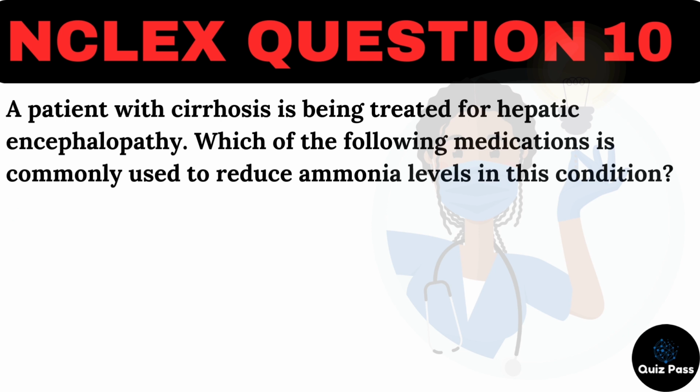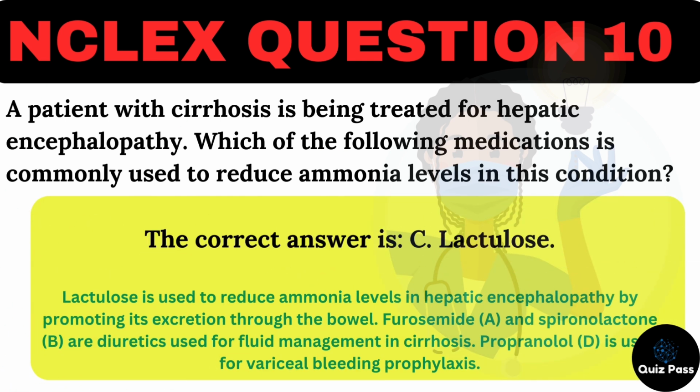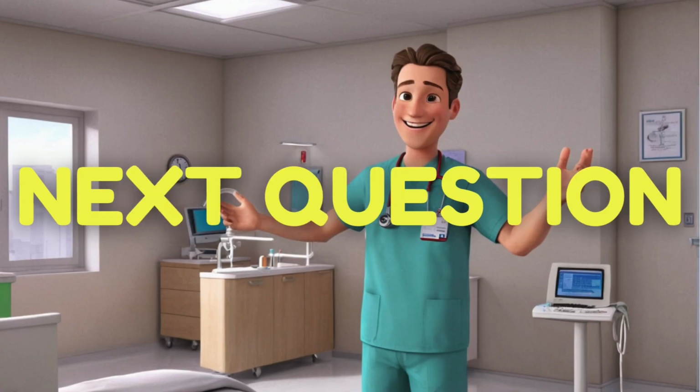The correct answer is C. Lactulose. Lactulose is used to reduce ammonia levels in hepatic encephalopathy by promoting its excretion through the bowel. Furosemide, A, and spironolactone, B, are diuretics used for fluid management in cirrhosis. Propranolol, D, is used for variceal bleeding prophylaxis.